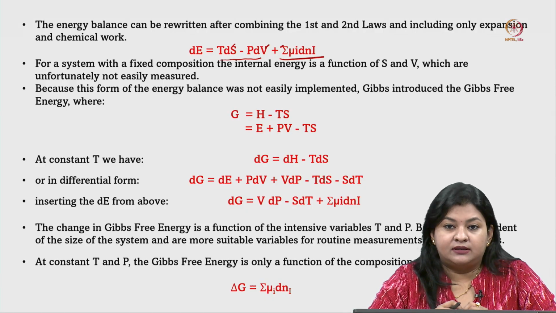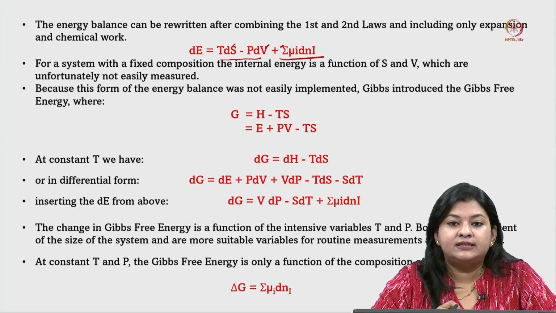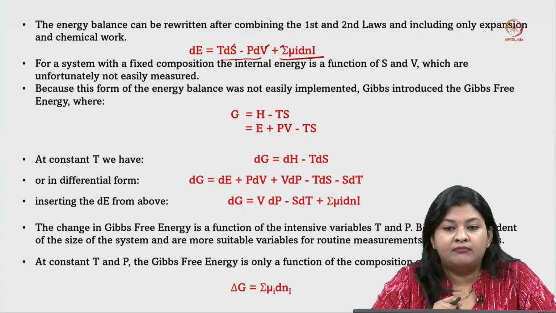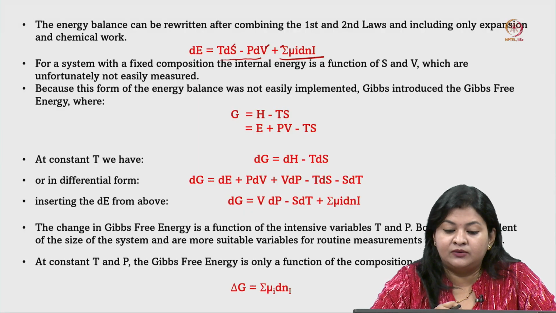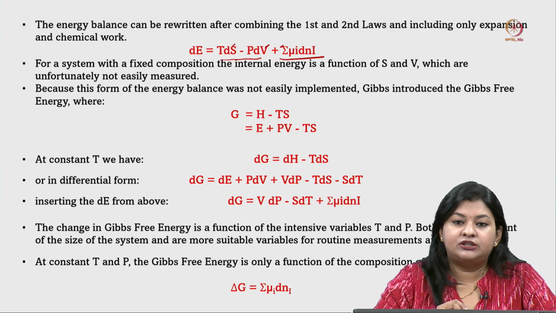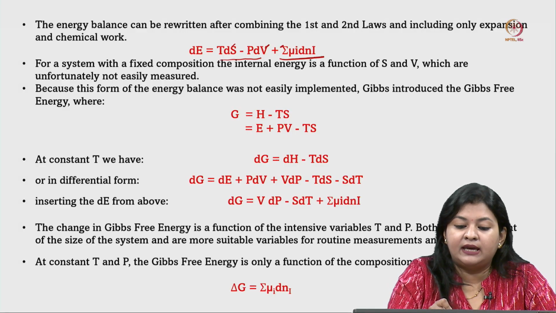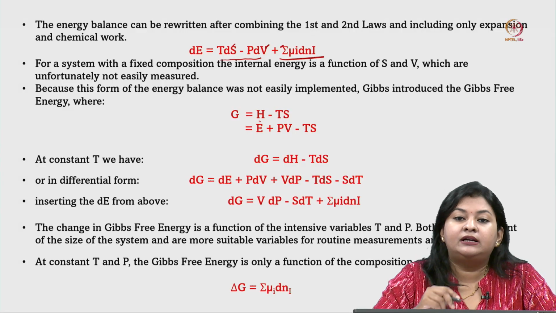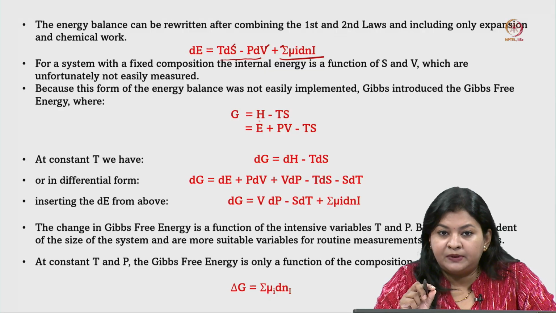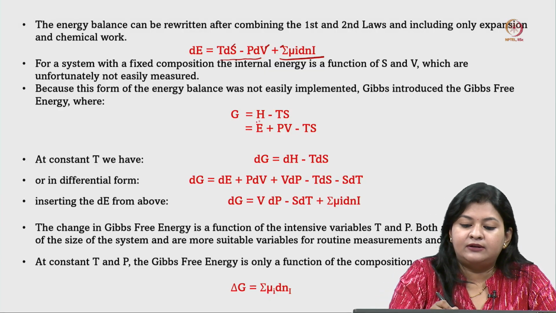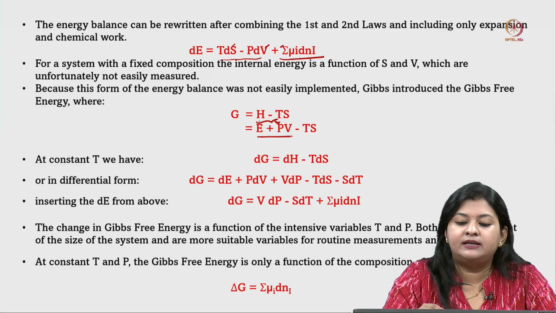Therefore, Gibbs introduced the Gibbs free energy, and he said G is equal to enthalpy minus TS. Now, H can be replaced by H is equal to E plus PV. So, we replace the enthalpy term, and instead of H, we write E plus PV minus TS.